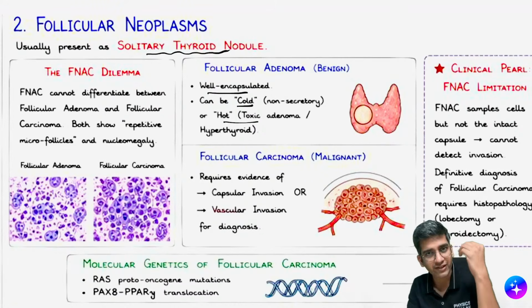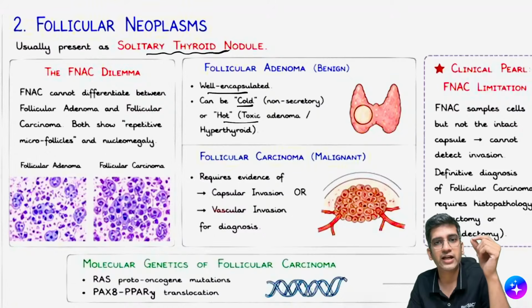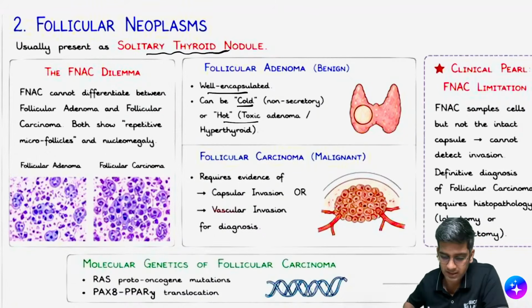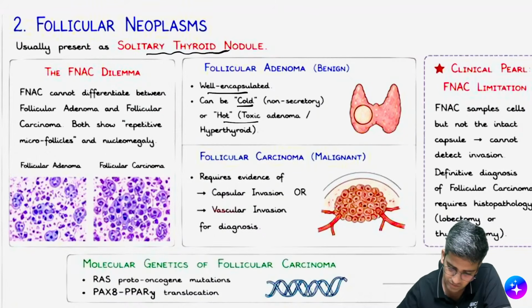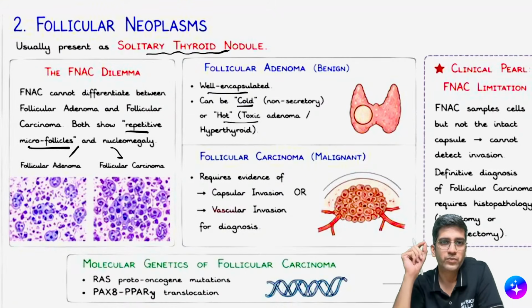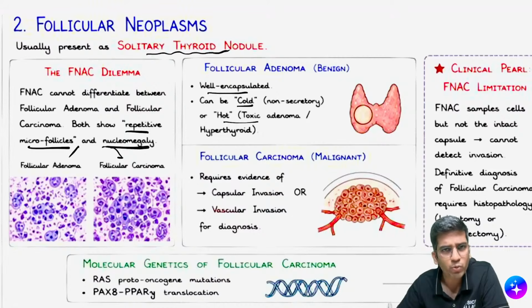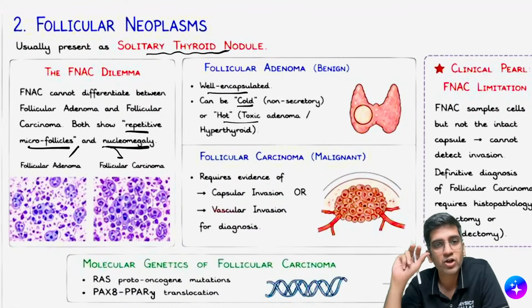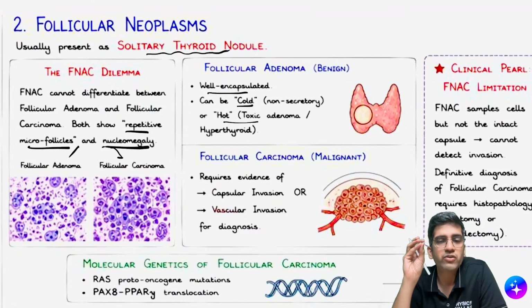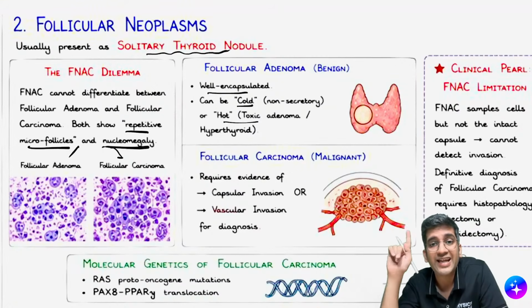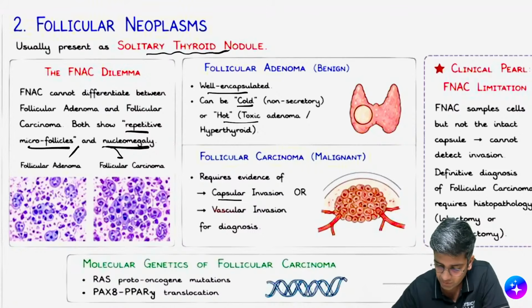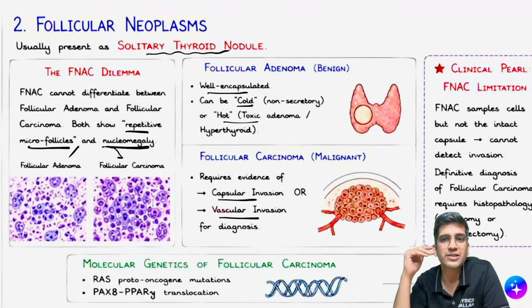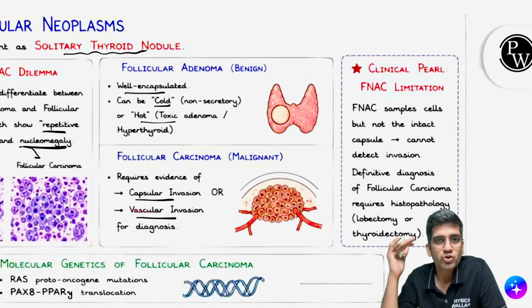Fine. So in an FNAC, I cannot differentiate a follicular adenoma or a follicular carcinoma, for the simple reason that both of them will have the same finding here, repetitive microfollicles. Nucleomegaly will be there in both adenoma as well as carcinoma. I cannot differentiate. That's why we call it follicular lesion, that's all. Because for me to say something is follicular carcinoma, it needs to have a capsular invasion or a vascular invasion. It is a must.